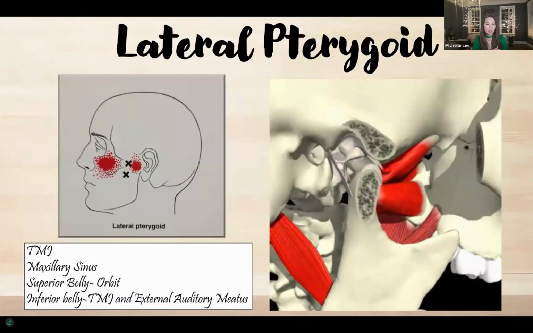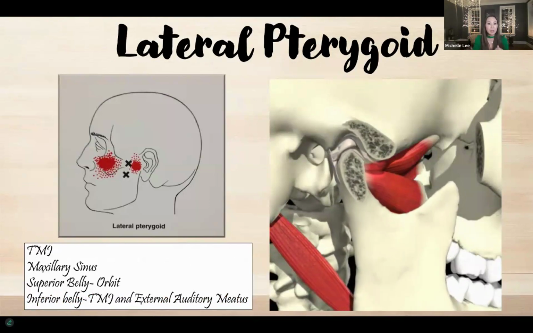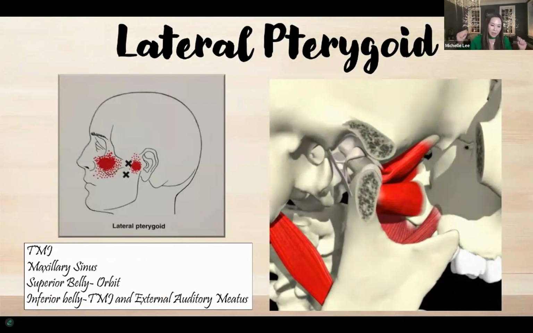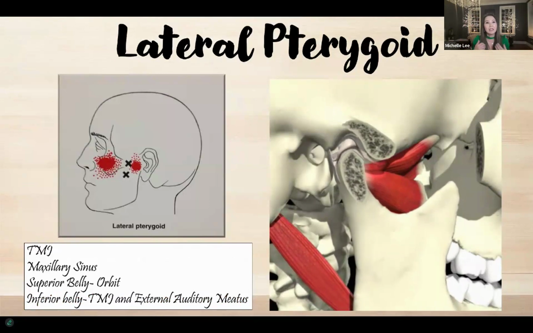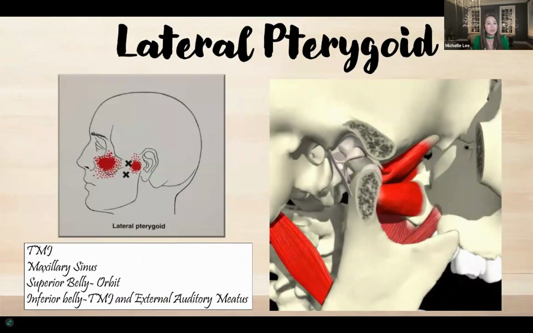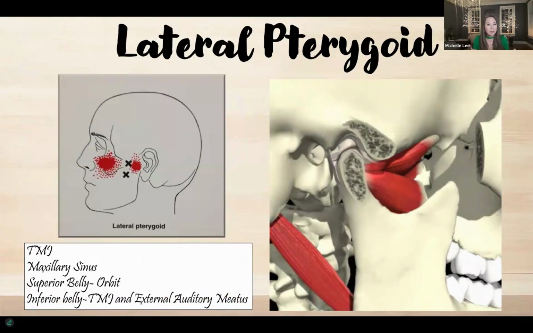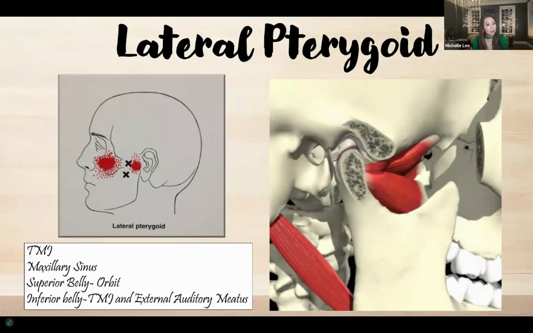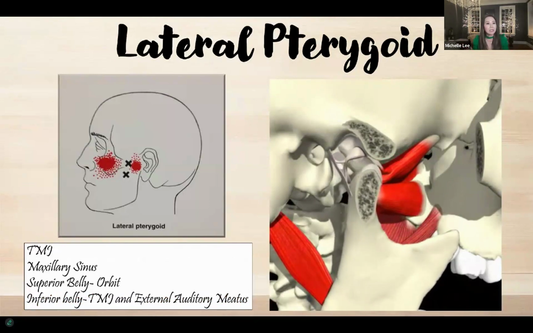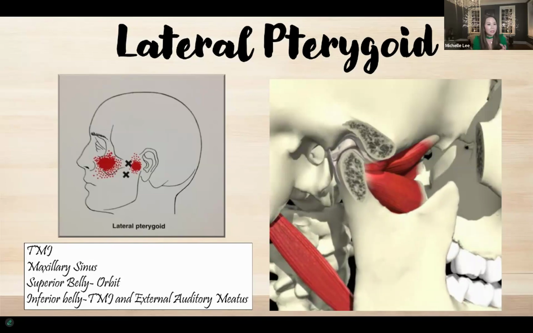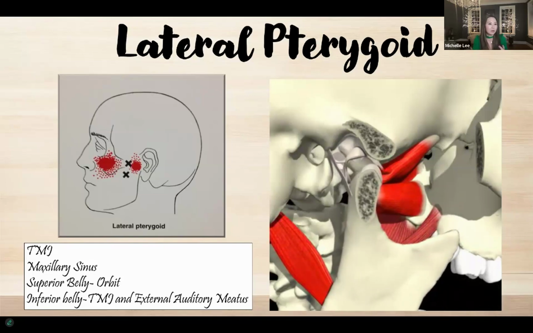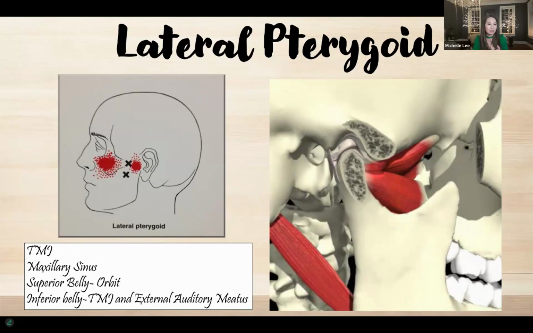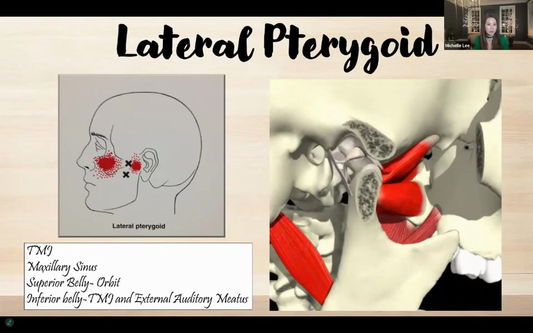So as I talked about earlier, the chronic pain, where we talked about that heterotopic pain where site and source are not in the same location, I want to bring your attention to a hyperactive or myofascial pain in the lateral pterygoid muscle. And it can lead to pain in the joint, the sinus, the superior and inferior belly of the orbit, the joint, and the external auditory meatus.